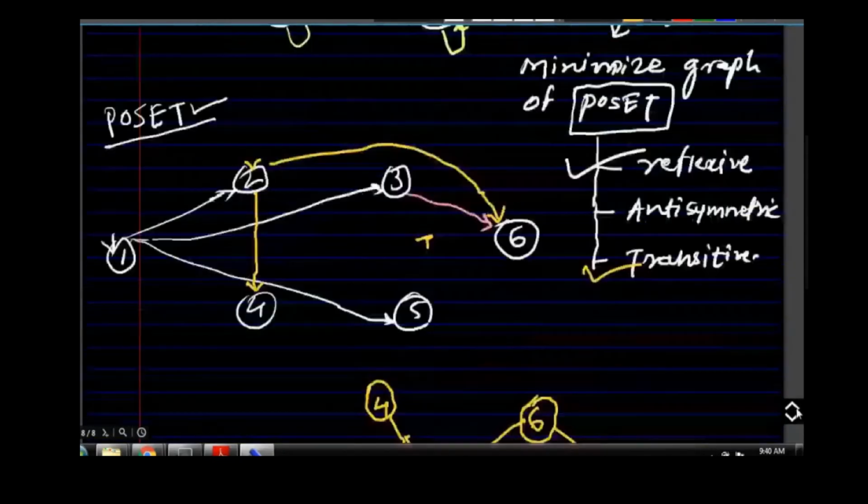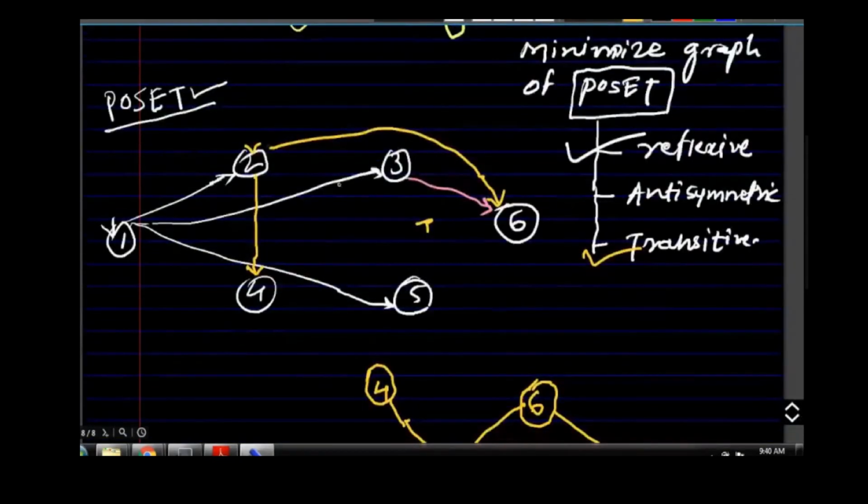Okay, so let us understand. First you will be given a diagram, or you will be given a relation on which you have to draw the diagram. And then what you have to do? You have to remove the reflexive edges. Which are the reflexive edges? The self loops are the reflexive edges. So we have removed the self loops from each of the nodes.